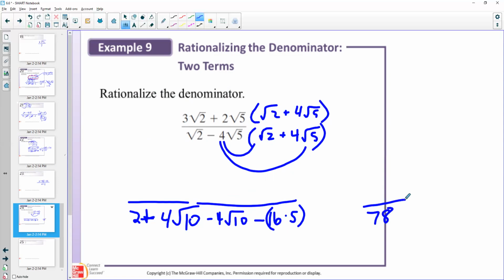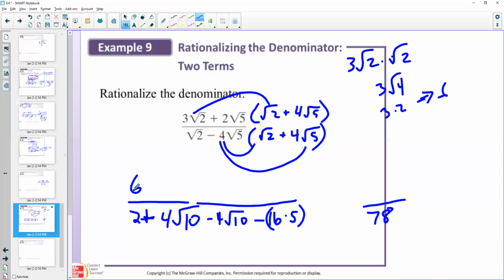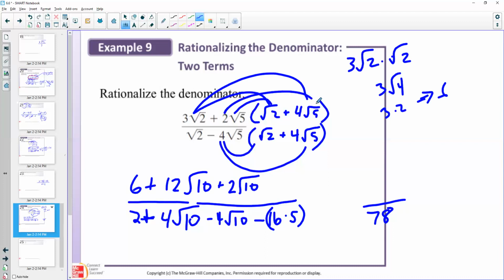On the numerator, I have 3 radical 2 times radical 2. That means 3 times 2. 3 radical 2 times radical 2 would get me 3 radical 4, which is 3 times 2, which is 6. Gets me 6 plus 3 times 4 is 12 radical 10 plus 2 radical 10 plus 8 times radical 5. Radical 5 times radical 5 is 5. 8 times 5 is 40.